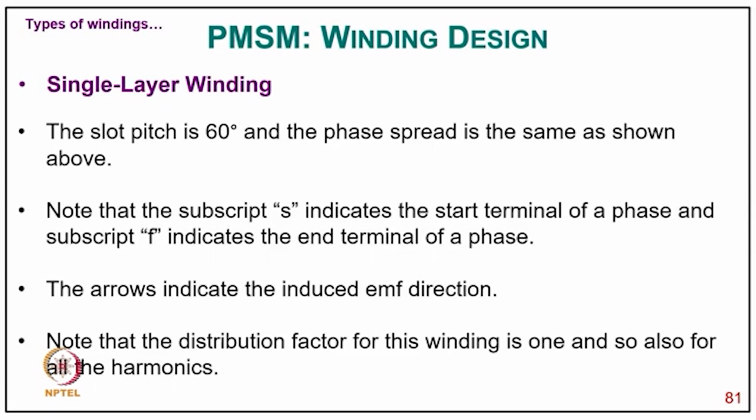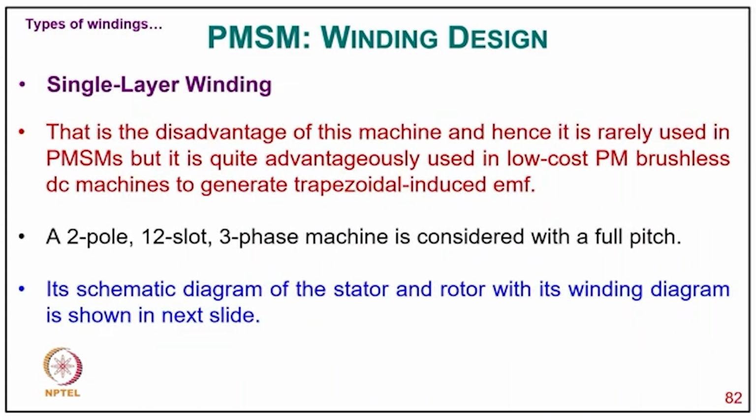Now the slot pitch is 60 degrees and the phase spread is the same as shown above. Note that the subscript S indicates the start terminal of the phase and the subscript F indicates the end terminal of the phase. The arrows indicate the induced EMF direction. Note that the distribution factor for this winding is 1, and so also for all harmonics. That is the disadvantage of the machine, and hence it is rarely used in PMSM, but it is quite advantageous in low cost PM brushless DC machines to generate the trapezoidal induced EMF.